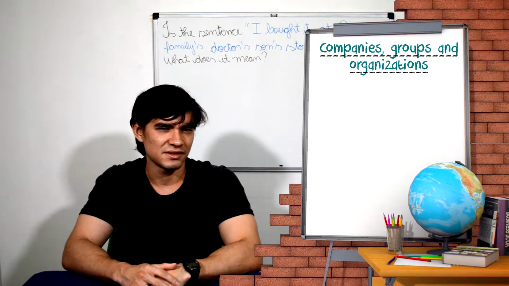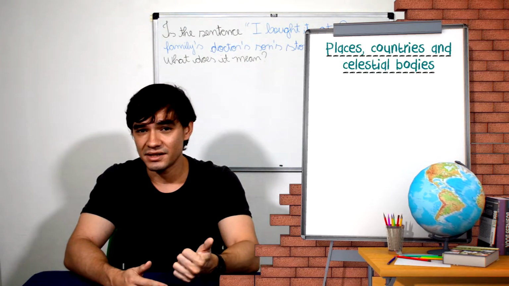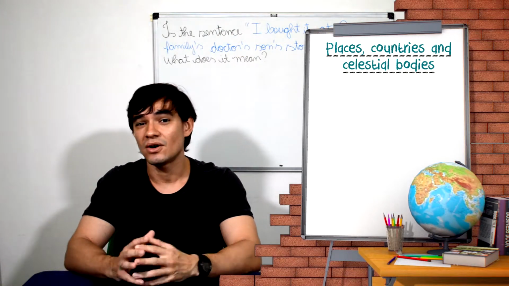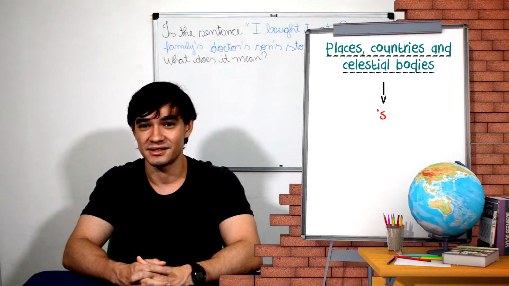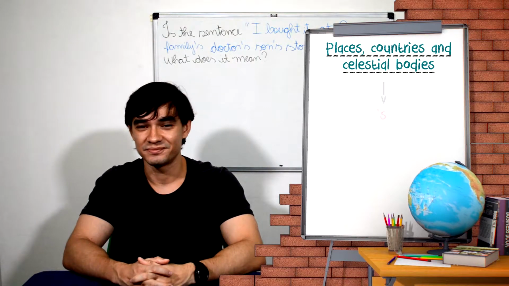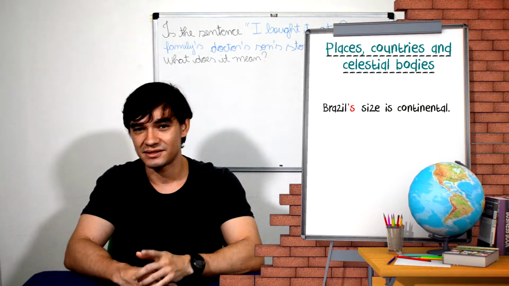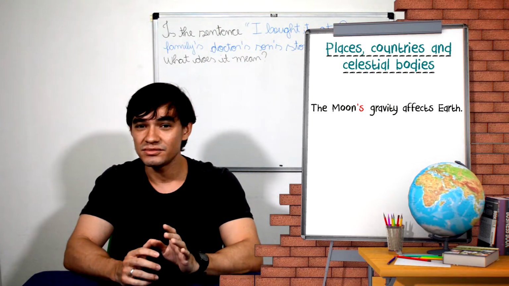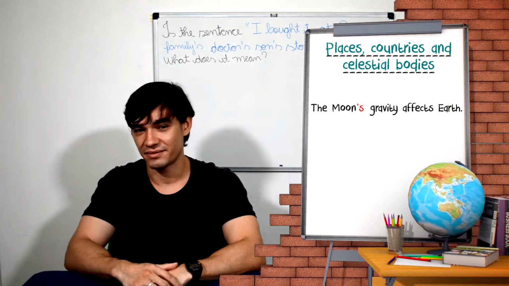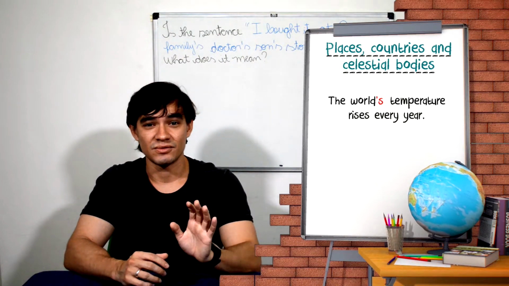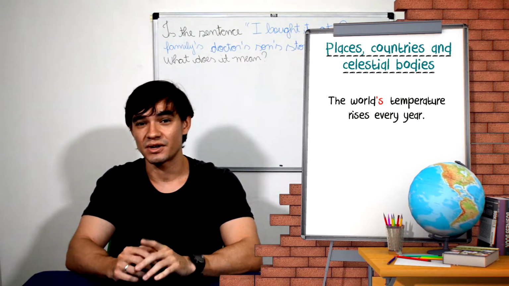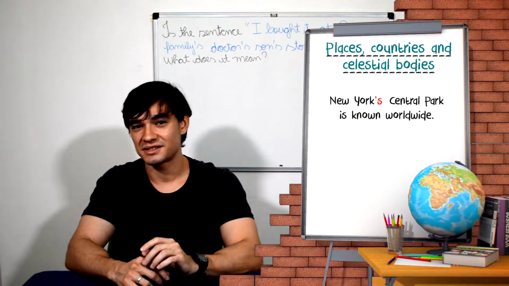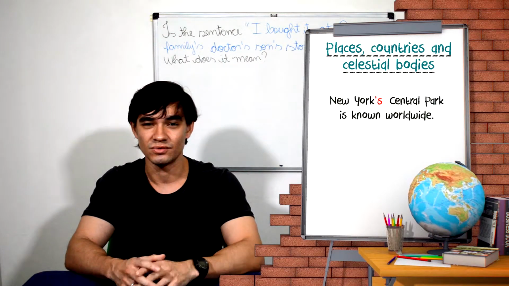Maybe based on a similar reasoning, places, countries, and celestial bodies can also receive the apostrophe s. For example, Brazil's size is continental. The moon's gravity affects Earth. The world's temperature rises every year. New York's Central Park is known worldwide.